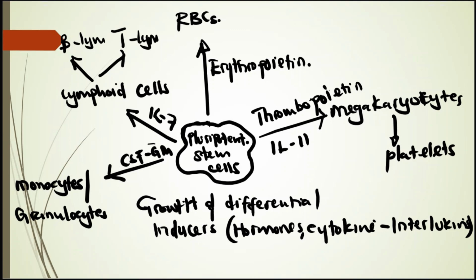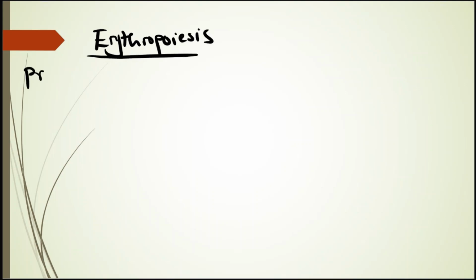That is how hematopoiesis in the body happens. Now, let's look at erythropoiesis, which is the production of red blood cells.